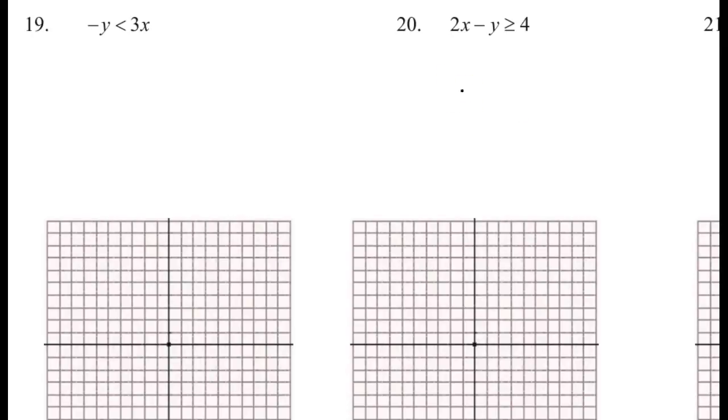Now 20 we can do two ways. You can do either the intercept way or you can do the solving way. Let's just go ahead and do the solving for y, see what happens. So let's start by subtracting 2x on both sides. Simplify that.